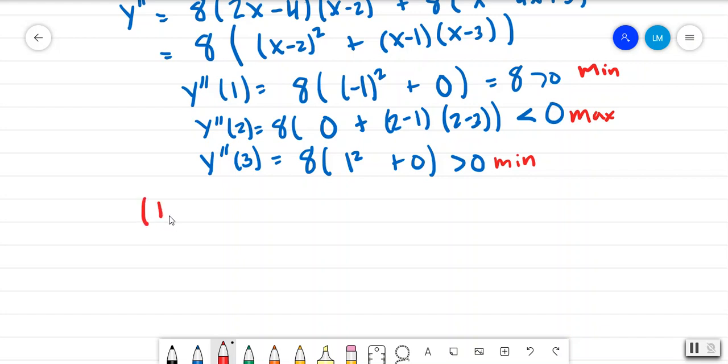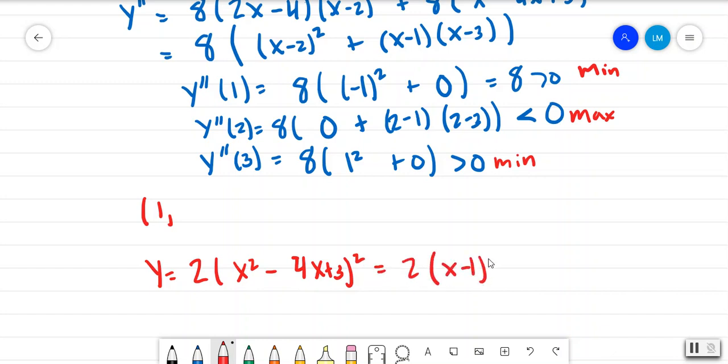So for example, if we plug in 1, now remember that your equation was y equals 2 times x squared minus 4x plus 3 squared, but that's really the same thing as 2 times x minus 1 squared times x minus 3 squared. So basically 1 comma 0, that's your min.